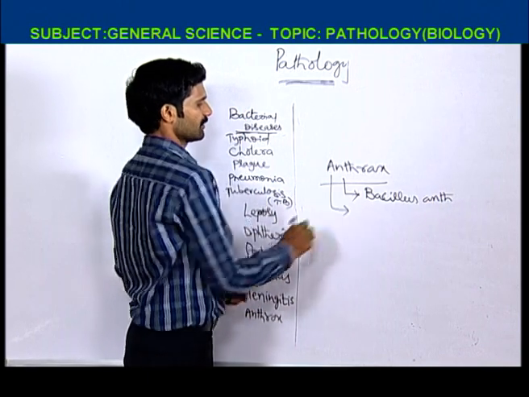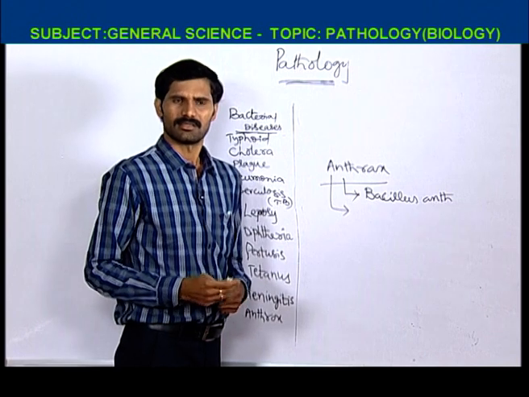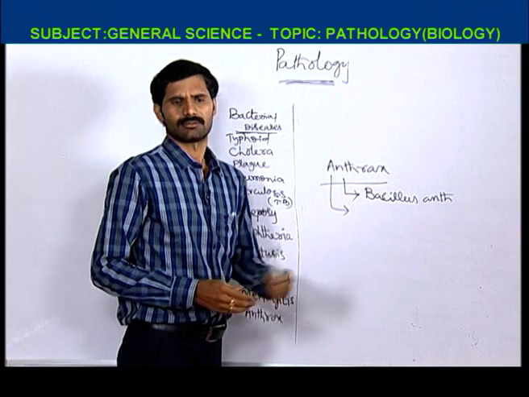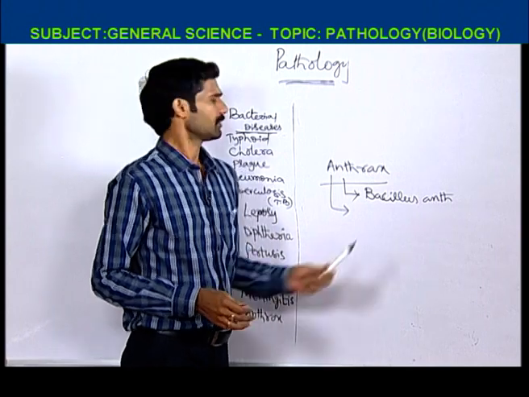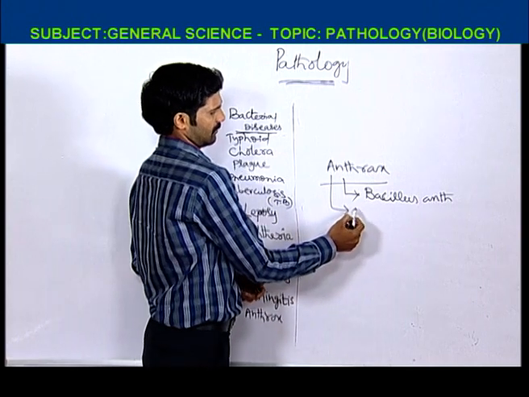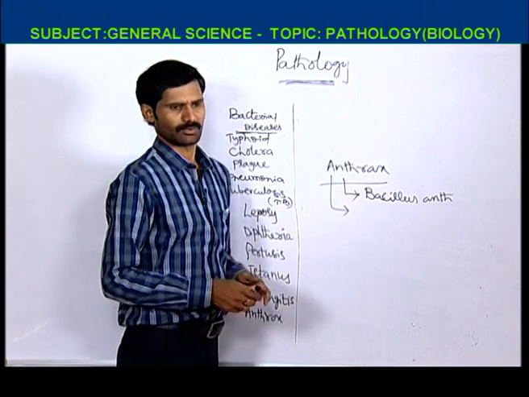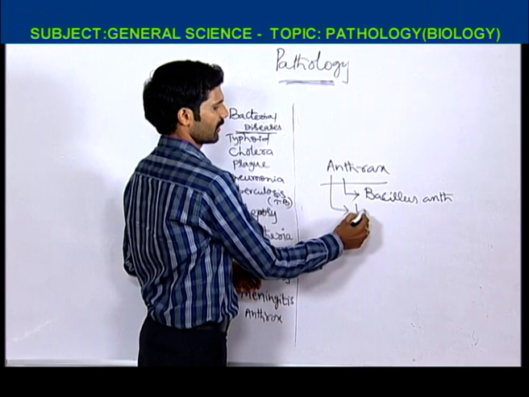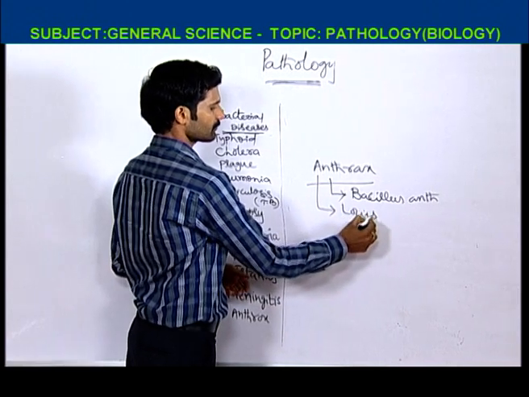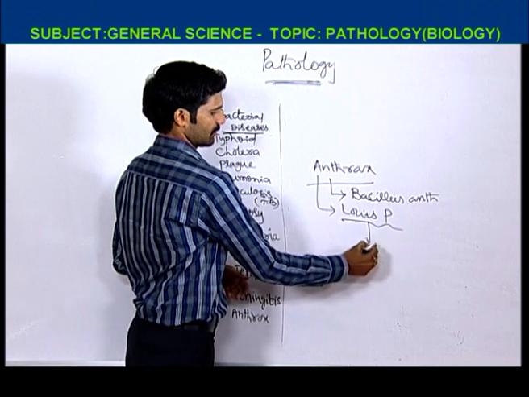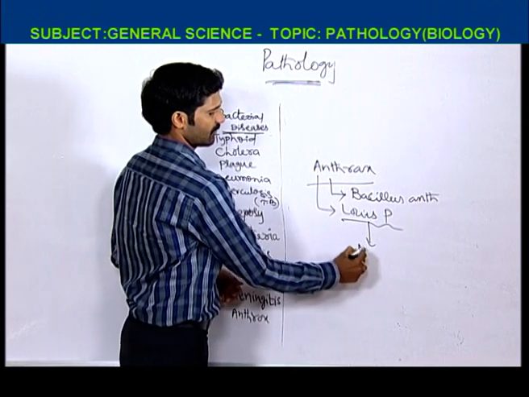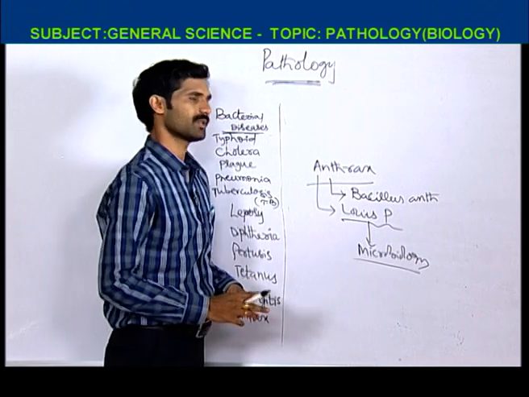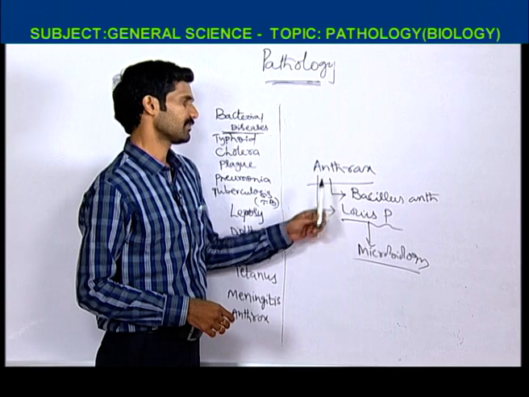Anthrax is a bacterial disease, no doubt, and this disease is common in cattle and other animals, and may spread from cattle to human beings. The vaccine for anthrax was discovered by Louis Pasteur, who is known as the father of microbiology. Louis Pasteur discovered the vaccine for anthrax.